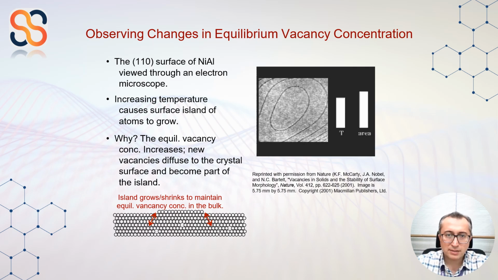The process maintains equilibrium between the vacancy concentration in the bulk and the surface. If we visualize this, you can think of the surface islands as dynamically adjusting to keep that balance. If more vacancies appear in the bulk due to the increased temperature, the islands grow larger. Conversely, if vacancies are reduced, the islands might shrink. This dynamic behavior shows how temperature and vacancy concentration are interconnected, influencing the material's microstructure significantly.